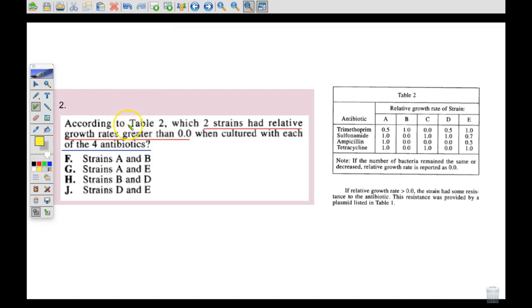And our second question, we're looking at Table 2 once more, and it's asking which 2 strains had relative growth rates greater than 0.0 when cultured with each of the 4 antibiotics. So what this question is asking is which 2 bacterial strains kept growing even in the presence of all 4 options. So the data we have to look for is if there's numbers next to each type of antibiotic. So A is a great example of that. B is not, because I see that there's zeros for the last 3 options. C has zeros, D has zeros, but E has growth rates for all 4 antibiotics. So our best answer is G for number 2.